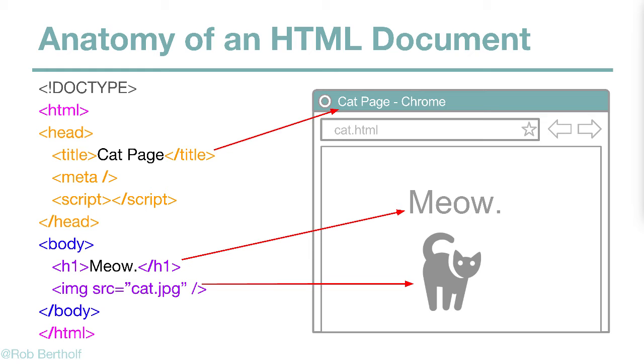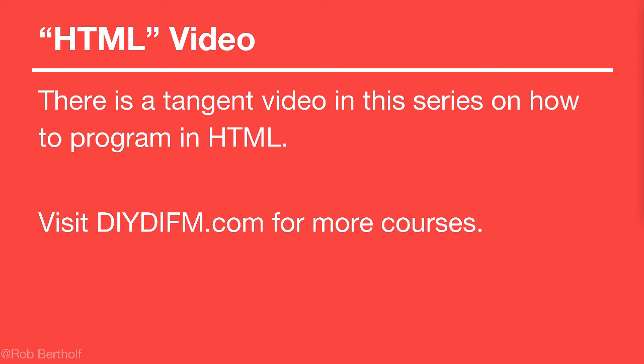So HTML tags wrap the header and body tags. The header tags wrap the instructions that are given behind the scenes to the browser on how to form the website. That could be the title, it could be pulling in files, etc. As well, the body tag wraps around what we see in the browser window. There's a full video on how to do HTML. I've pulled it out of this course just to really keep focused on what the internet is. But if you visit DIY-DIFM.com, there's a full free tutorial on how to learn HTML.